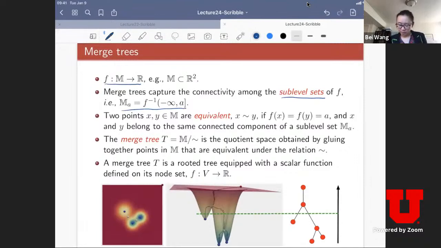Another way to think about the merge tree is as a tree structure where every single vertex has a function value. For example, this particular vertex, which is a saddle point right here, has a corresponding height value attached to it. So abstractly, a merge tree is a tree with a function defined on the nodes of the tree. The way I typically visualize it is I sort the function values from smallest to largest. In this case, of course, local minima are the leaves of this tree.